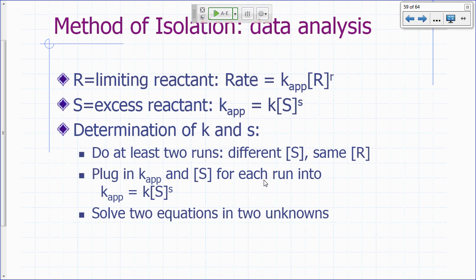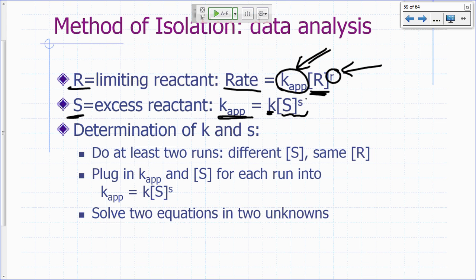So let's summarize what we do in the method of isolation. If R is your limiting reactant, for any given run, the rate is going to be equal to an apparent rate constant times the concentration of R raised to the power r. That you can determine, and you can determine the apparent rate constant for that run. If S is your excess reactant, then your apparent rate constant for any given run is equal to the true K times the concentration of S raised to little s, which is the order of reaction with respect to S. So you do at least 2 runs, different S values, same R. From that, you can determine your r for each run.